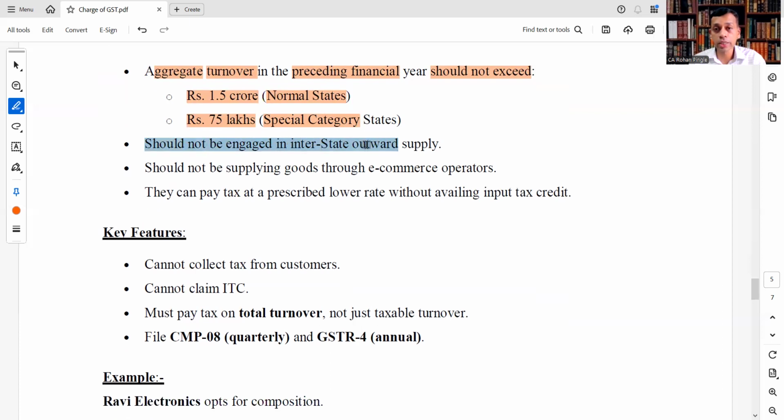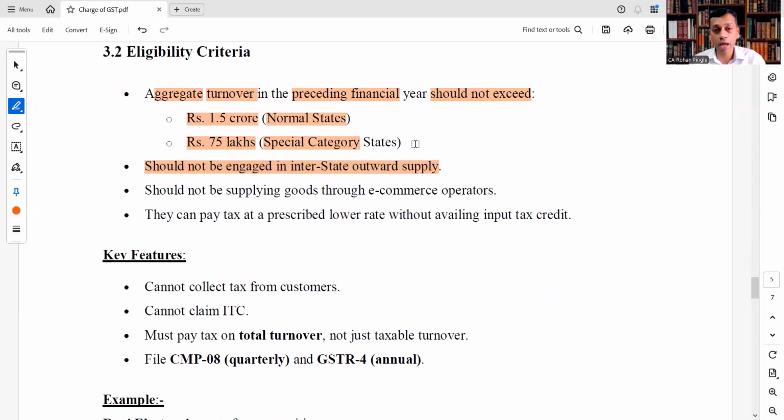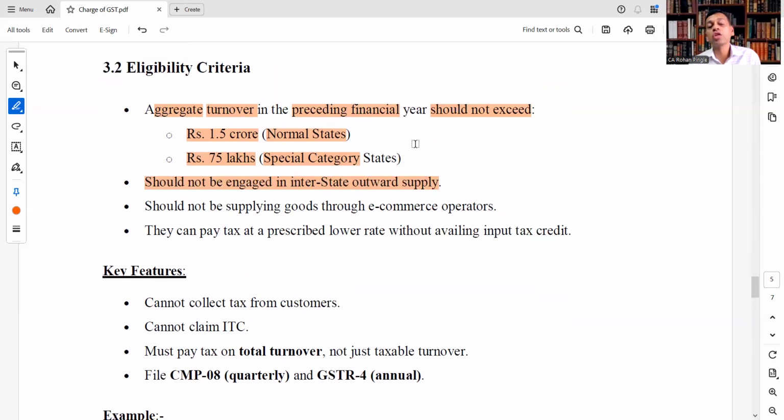Should not be engaged in interstate outward supply. I mean, supplier should not be engaged in interstate outward supply. What is meant by interstate? Means between the two states. For example, if supplier is registered in Maharashtra, it cannot sell to anybody in Gujarat state or any other state. So this is the restriction for those who are availing the composition scheme.